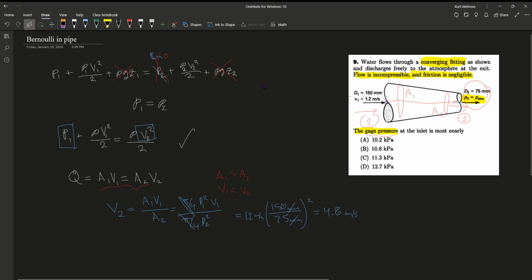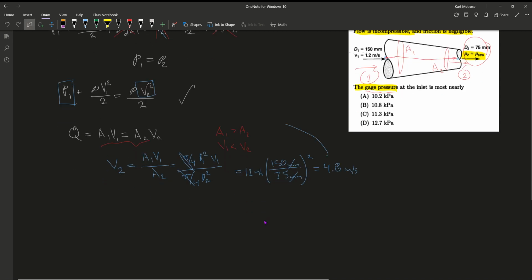Okay. So now we're going to put this number right into there, and then we're going to be done. But I want to clean up the equation a little bit more. So let's write it like this. P1 is equal to rho over 2 times V2 squared minus V1 squared.